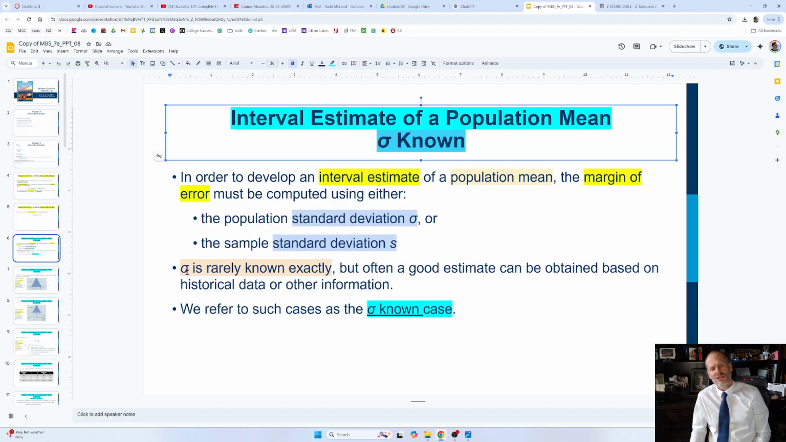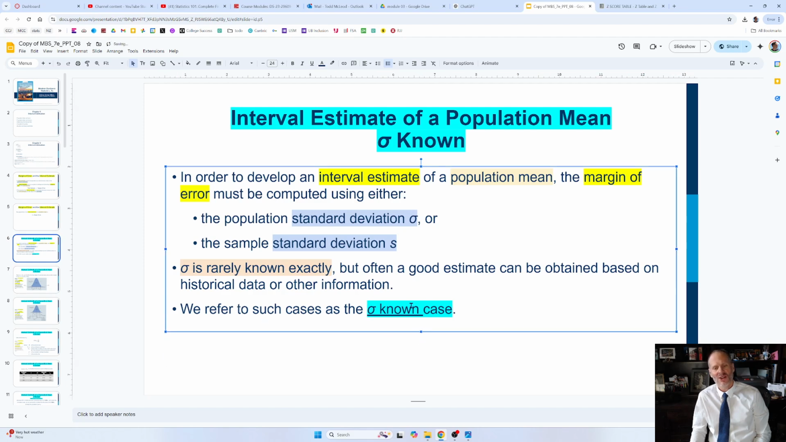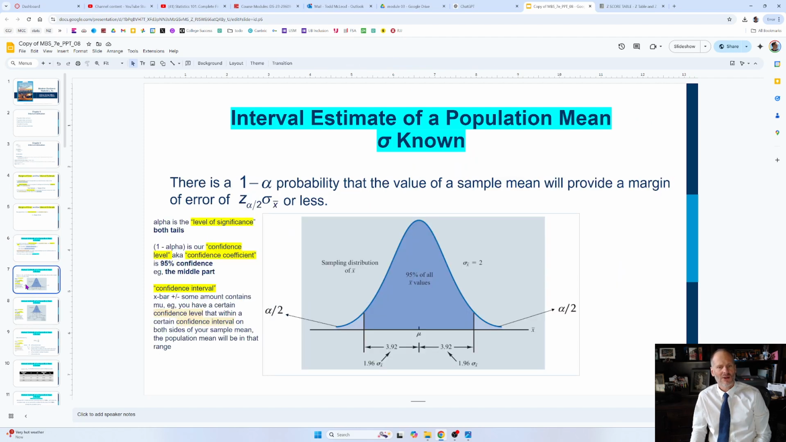Standard deviation is rarely known exactly for a population. The population standard deviation is rarely known exactly, but often a good estimate can be attained based on historical data or other information. We refer to such cases as the population standard deviation known case. Okay, so that's just the definition of an interval estimate of a population mean from our sample data when we know the population standard deviation.